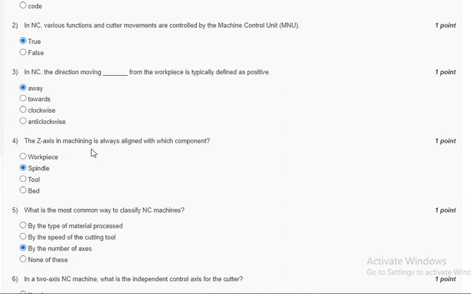The Z axis in machining is always aligned with which component? So the Z axis in machining must be aligned with the spindle. So the second option is correct, spindle.